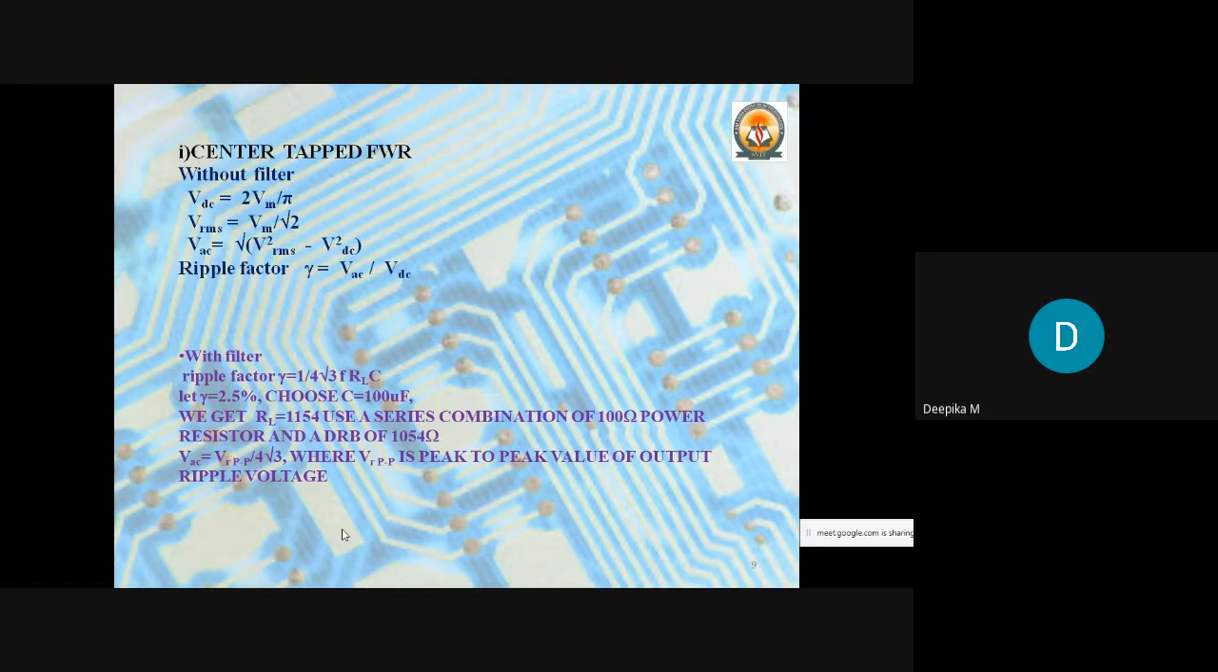Ripple factor signifies how much ripple is present in the signal. Coming to the efficiency, it is V square DC by V square RMS, that is output by input into 100. Regulation is V no load minus V full load divided by V full load into 100. For any experiment, efficiency should be maximum and regulation should be as low as possible.